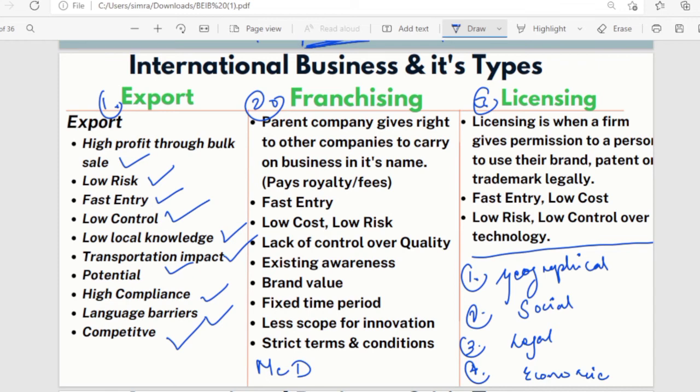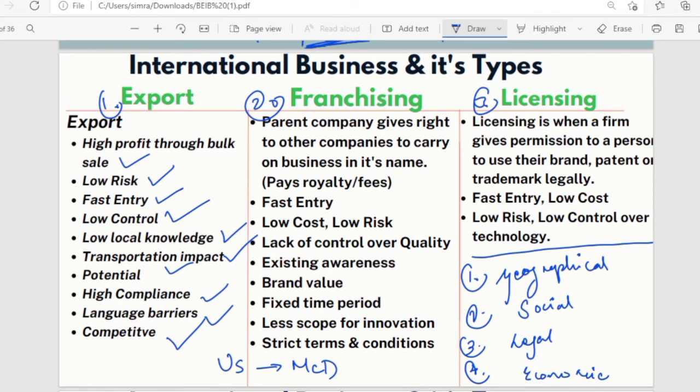So where was McD first formed? It was formed in the US, right? McD was first founded in the US. Now I will write it here so that you can understand it better. McDonald's was first started in the US.